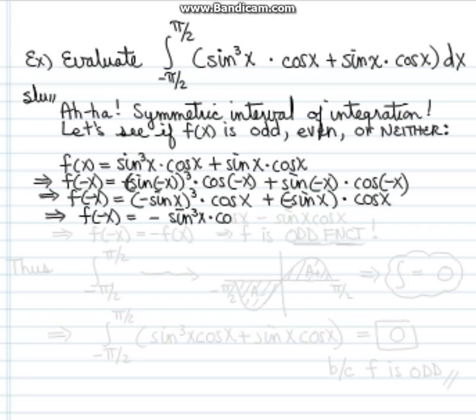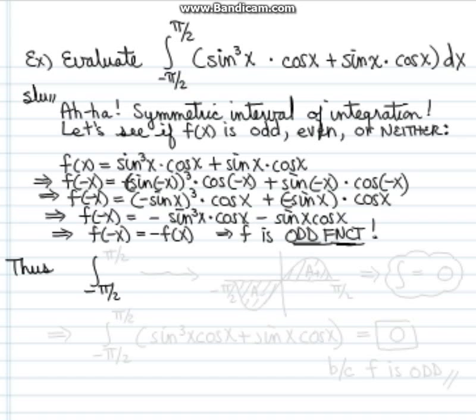Okay, so this is f of negative x equals negative sine cubed, since the third power of a negative is still a negative, cosine x minus sine x cosine x. So f of negative x turned out to be equal to the negative of f of x, and that implies that our original f is an odd function.